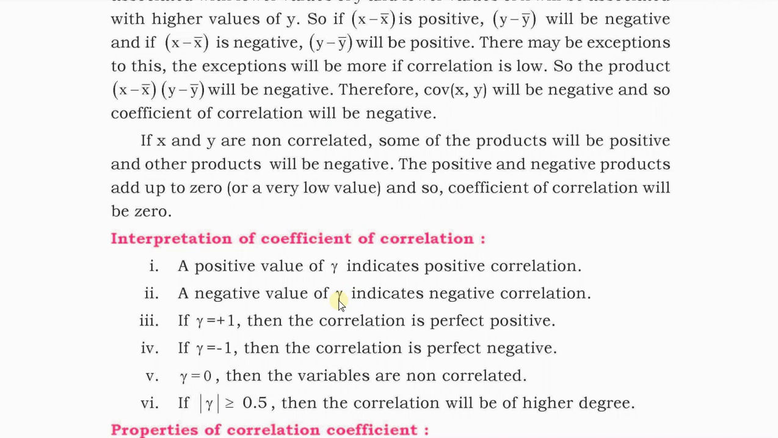Okay. Next, if the correlation coefficient is exactly +1, it means the correlation is a perfect positive. So when you solve the problem, if you get the answer as exactly 1, it means the correlation is a perfect positive. If the answer is -1, then the correlation is perfect negative. So while solving the problem, if you get the answer as -1, then it means that there exists a perfect negative correlation between the two variables.